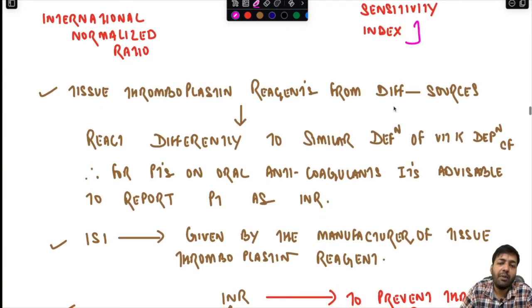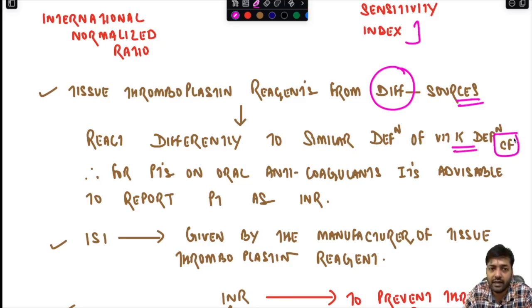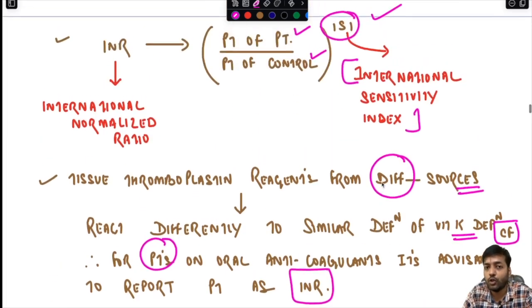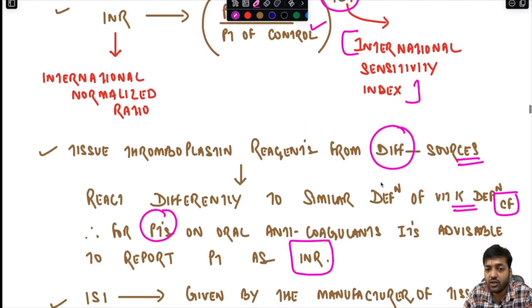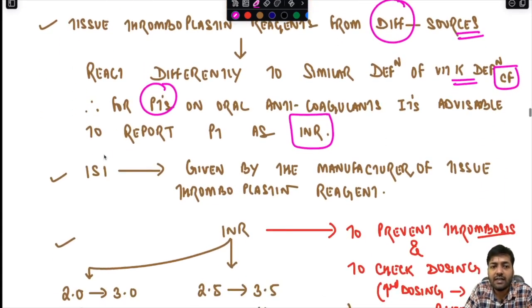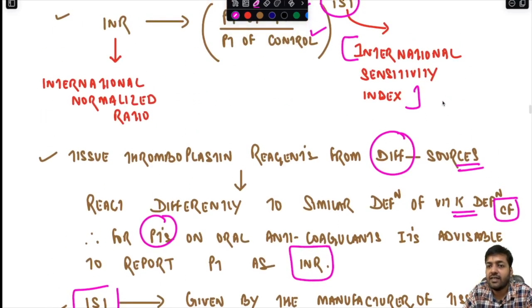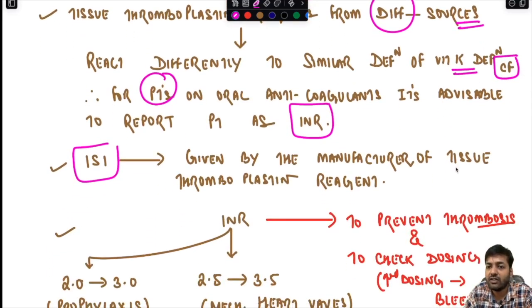So tissue thromboplastin reagents can come from different sources, as I already told you. They react differently to similar deficiencies of vitamin K dependent clotting factors, that is 2, 7, 9 and 10. Therefore, for patients who are on oral anticoagulants, it's advisable to report the PT as INR, as a ratio. It is done for standardization of the value. And what is ISI? ISI is International Sensitivity Index. It is given by the manufacturer of the tissue thromboplastin reagent, as I already explained.